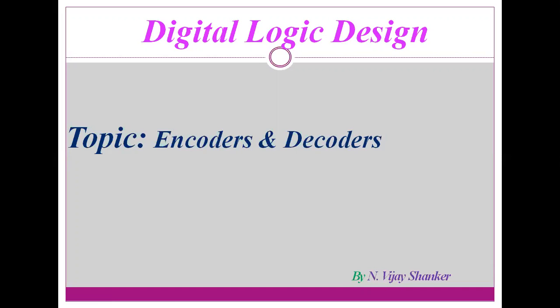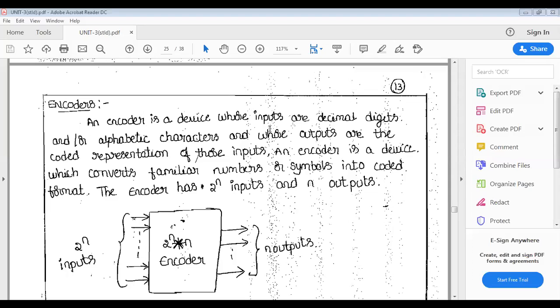Today, we are going to discuss encoders and decoders. In the previous class, we discussed the demultiplexer and the multiplexer. Yesterday, we completed the demultiplexer. Now you can see the encoder.